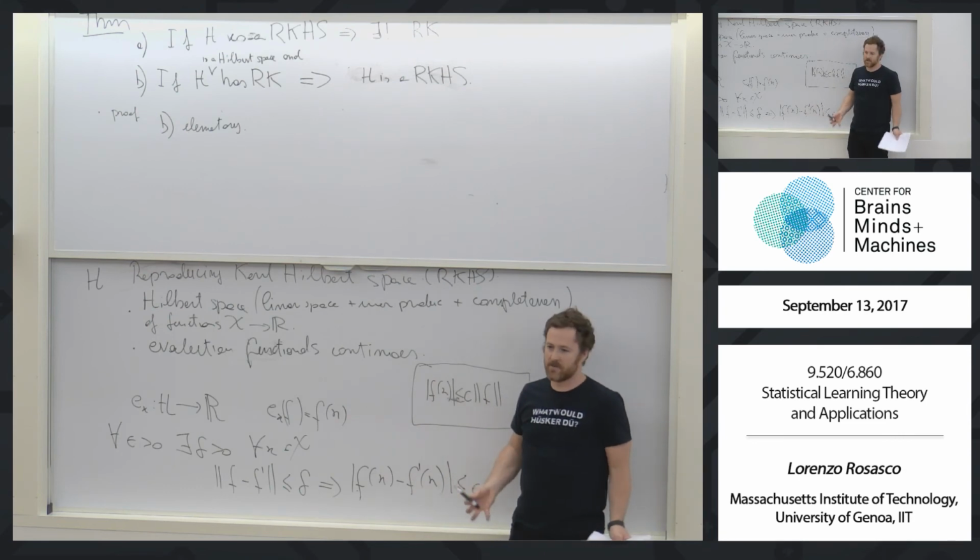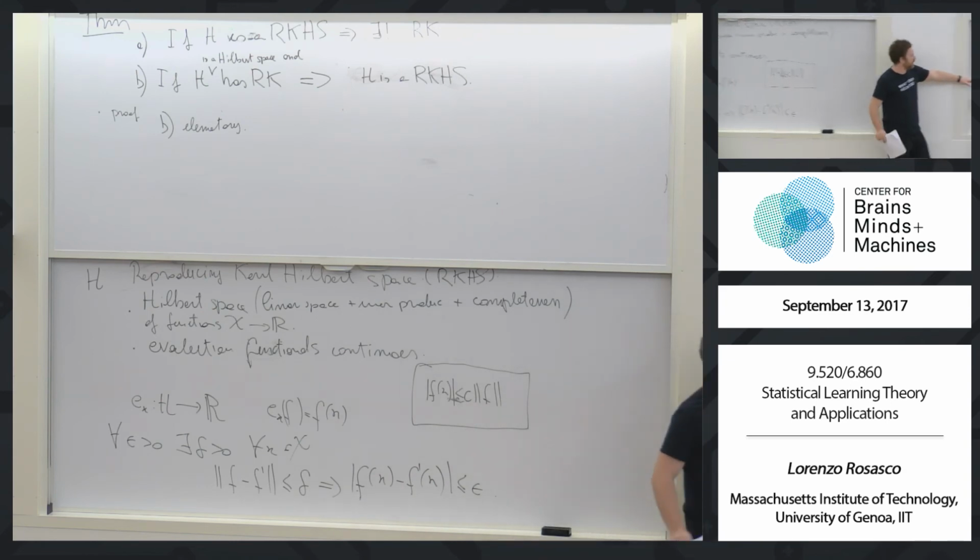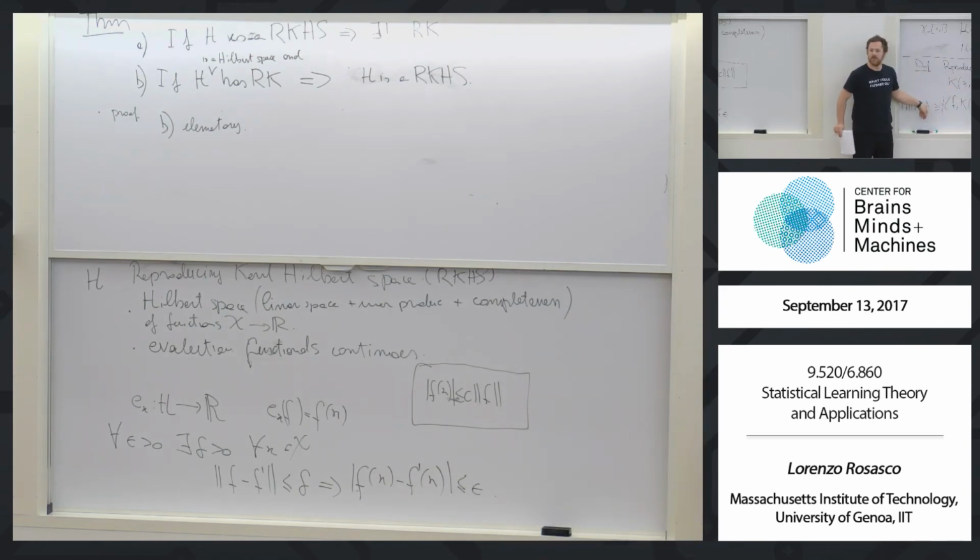So in this sense, it's elementary. This is the whole story. All you needed to do is to use the definition of reproducing kernel and Cauchy-Schwarz and look at it. This is the kind of proof that we do in this course.